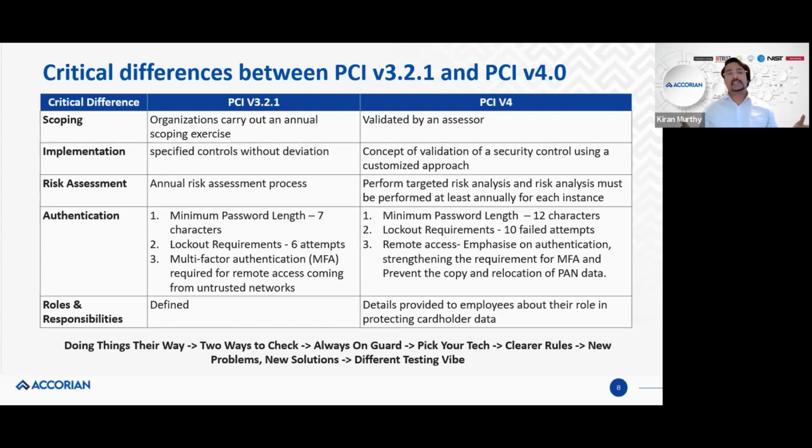Both versions tell businesses to always be alert about security, but version 4 really hammers home the idea of being security aware at all times. Pick your tech. The new way is that you have the flexibility to choose different security tools as long as they do the job right. So these are a few critical differences between 3.2.1 and version 4.